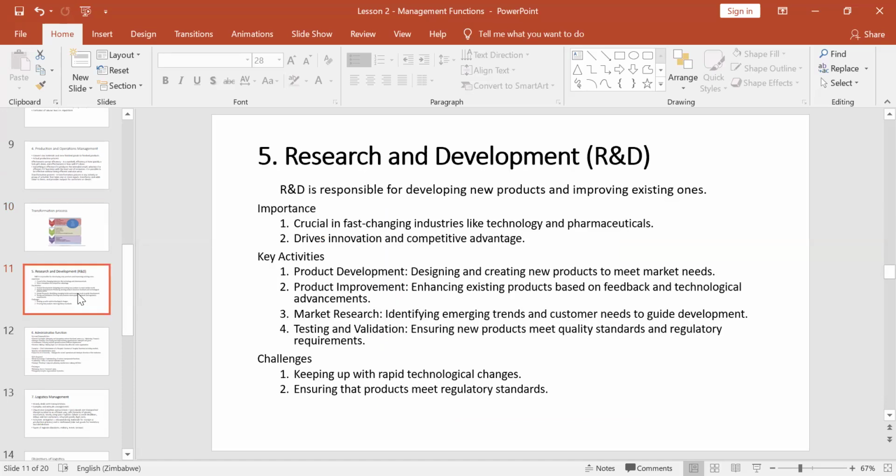The fifth most common department is research and development. We have so many organizations that have a research and development department. Any examples of organizations that have research and development? I know it's not all organizations. Has anyone ever heard of an organization that has a research and development department?